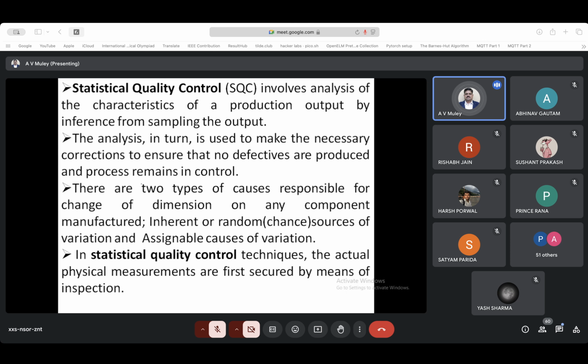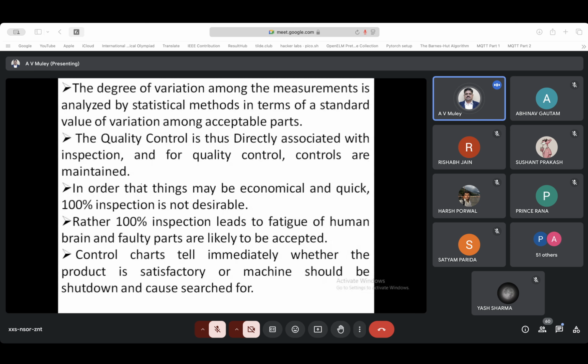तो कई बार वी आर मेजरिंग डायरेक्टली विद द हेल्प ऑफ वर्नियर कैलिपर और फॉर एग्जांपल माइक्रोमीटर और डिफरेंट थिंग. Sometimes we are using, for example, simply this acceptance and rejection test by using snap gauges of the plug gauges for the corresponding part. The degree of variation among the measurement is analyzed by the statistical method in terms of standard value of variation among the acceptable part.